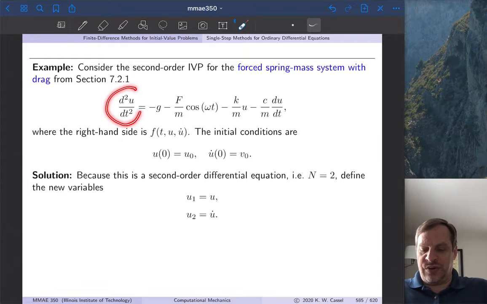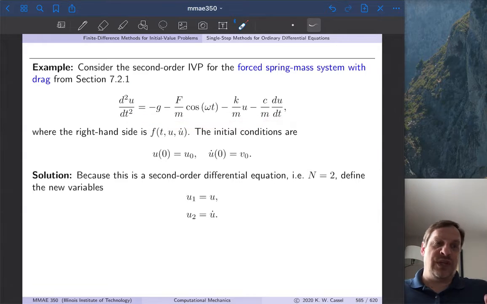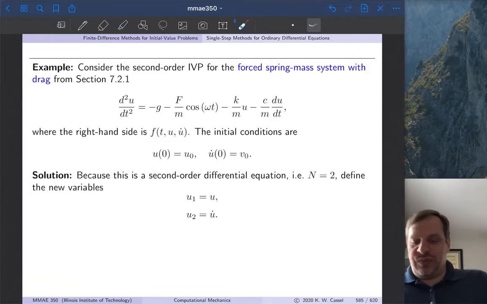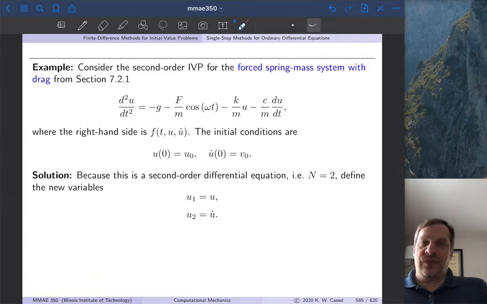So it's a second order equation. You'll notice I've written it in a slightly different form than in that section because I put it in the form that we use here. So we have the highest order derivative equal to f, which is everything else. So everything is a function of t, of u, and even including the first derivative now. So let's rewrite this as a system of two first order equations. It's second order, so capital N is 2, so we'll write it as a system of two first order equations.